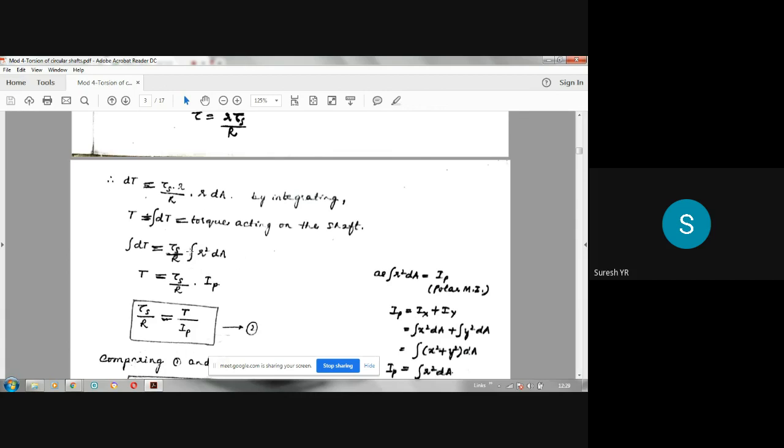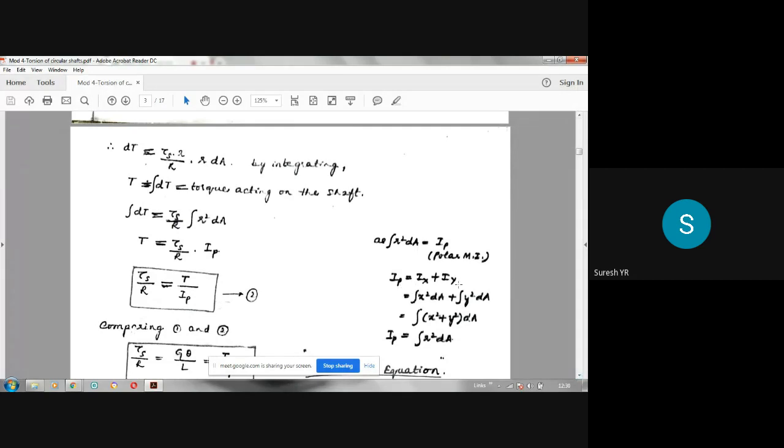So according to the definition of polar moment of inertia, which you have studied in your engineering mechanics, it is denoted by IP, or some books use capital J. Please make a note of that. So IP or capital J is known as the polar moment of inertia. That is defined as integral r square dA. So that you should remember. So integral r square dA is your IP or J. So what is actually polar moment of inertia?